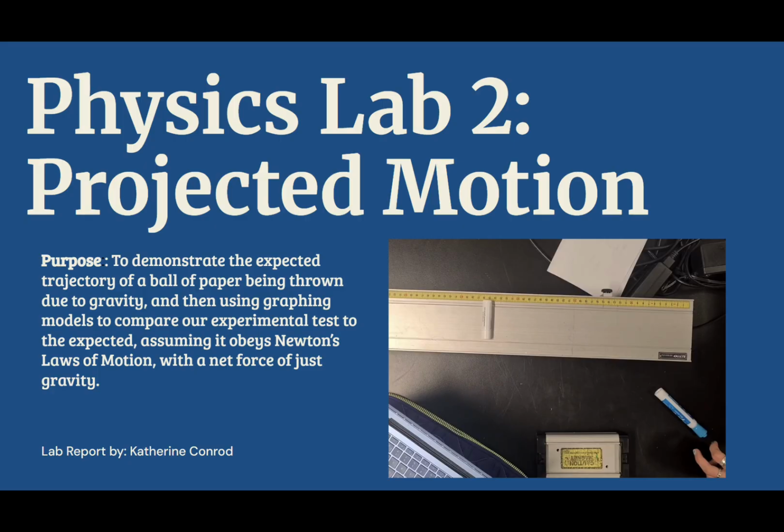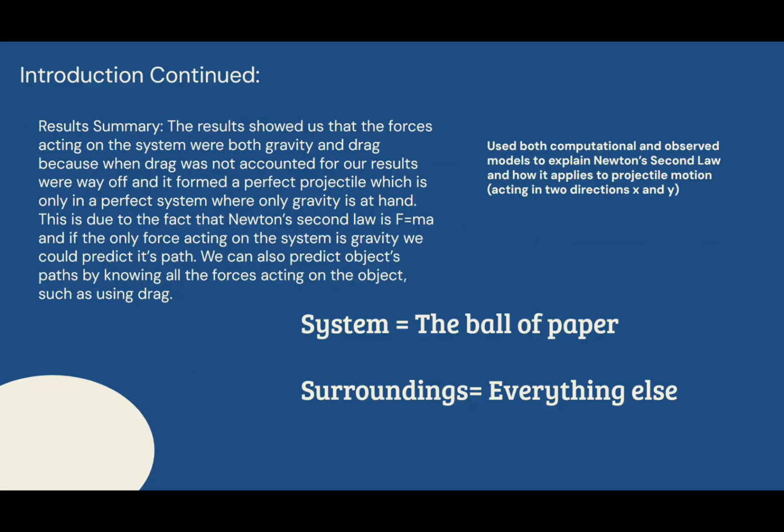The purpose of this lab was to demonstrate the expected trajectory of a ball of paper being thrown due to gravity, and then using graphing models to compare our experimental tests to the expected, assuming it obeys Newton's laws of motion, with a net force of just gravity for one of our models, while we had a net force of gravity and drag for our other computational model.